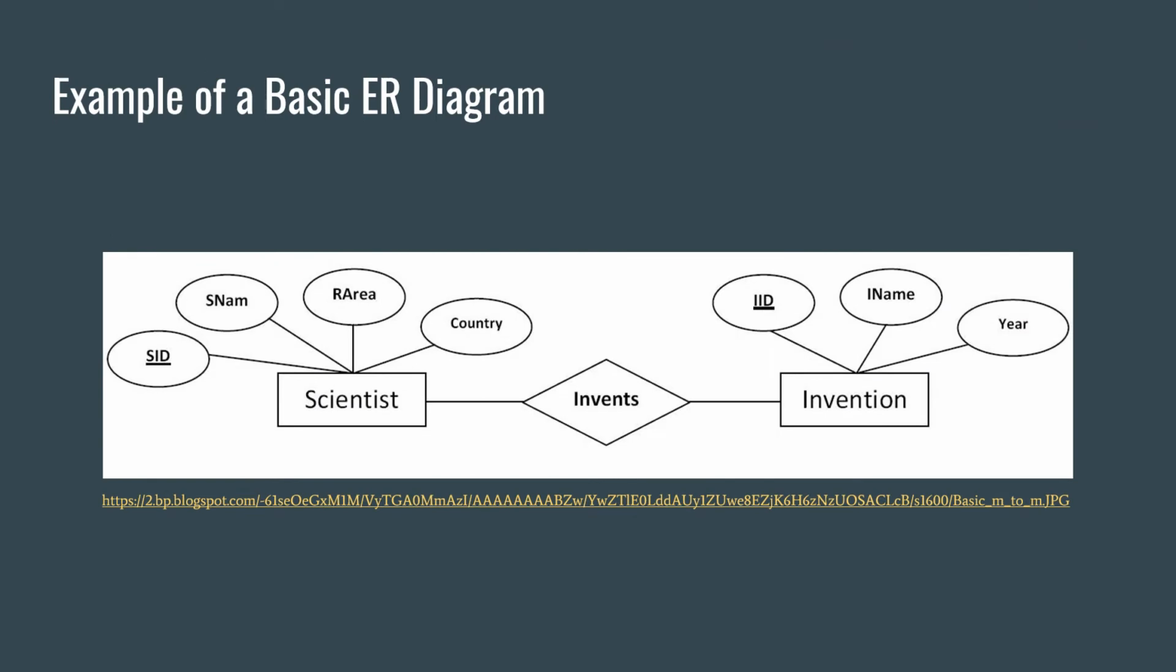This is an example of a basic ER diagram. There's a scientist entity and an invention entity, each with several attributes such as name and ID. The relationship is that a scientist invents an invention, and this diagram was crafted using a tool. But our goal is to be able to identify entity, relationship, and attribute symbols in a hand-drawn ER diagram. Alan will now elaborate on this further.